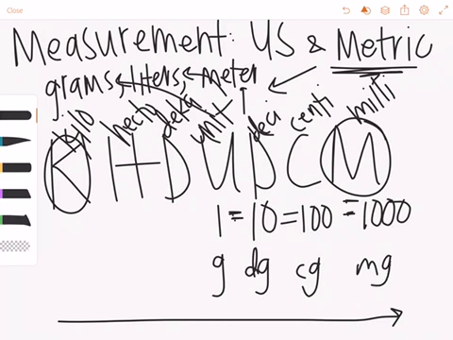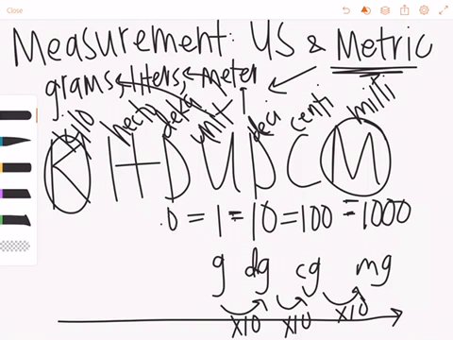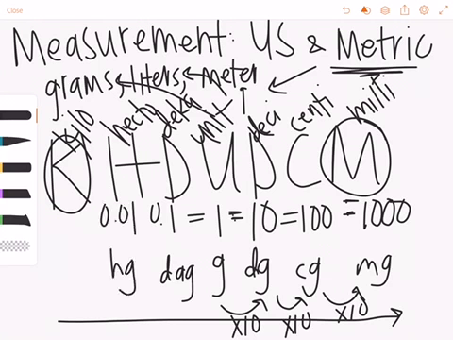Okay, so as we're moving this way, basically, we've multiplied by 10, multiplied by 10, multiplied by 10. Now, if we're going this way, we're getting bigger, so we're actually going to divide by 10 because decagrams are bigger than grams, so we need fewer of them to talk about the same amount. So this is 0.1 decagrams. We're going to put DAG, that way we can tell the difference between decagrams and decigrams. Then we have 0.01 hectograms and 0.001 kilograms.